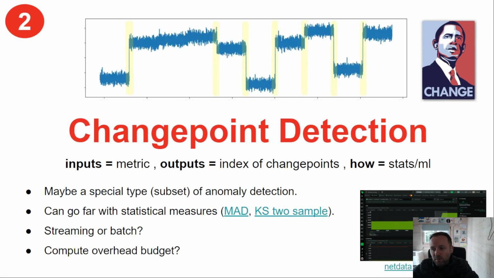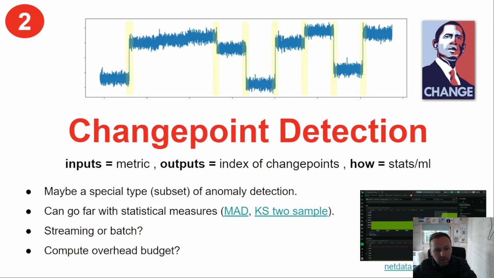So this is for each timestamp, a 1 or a 0, to say was this part of a change or not, basically. And the two approaches here are again stats and ML. This one's a little bit hard to do with rules. You could come up with some heuristics, but really at that point you'd be as well to just use some sort of statistical model.